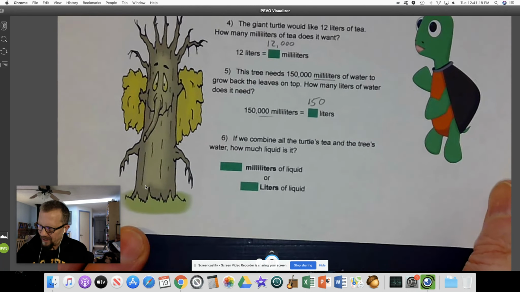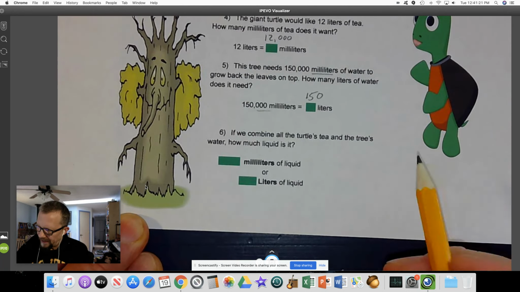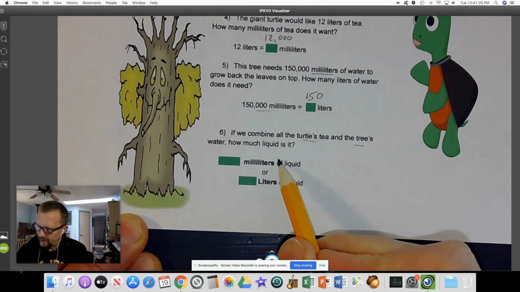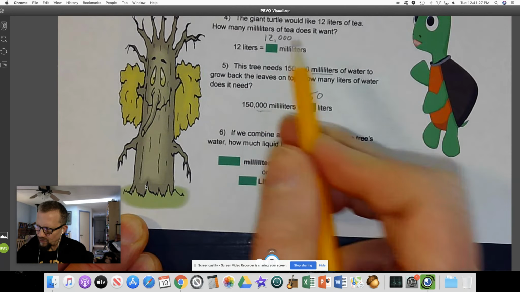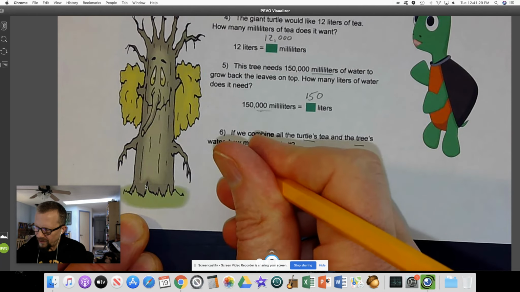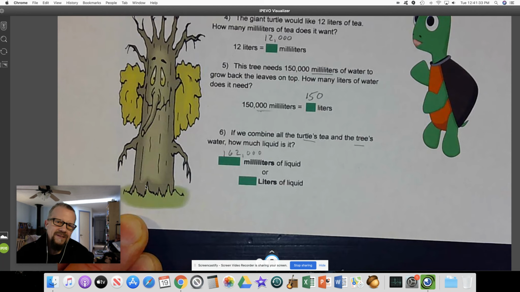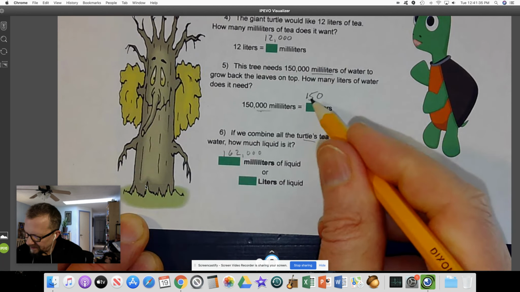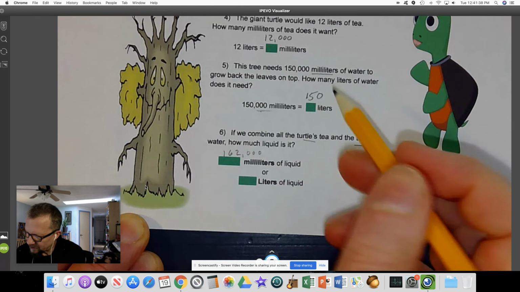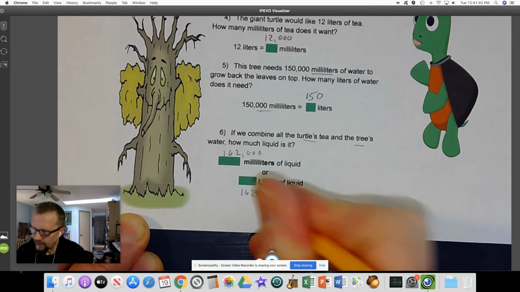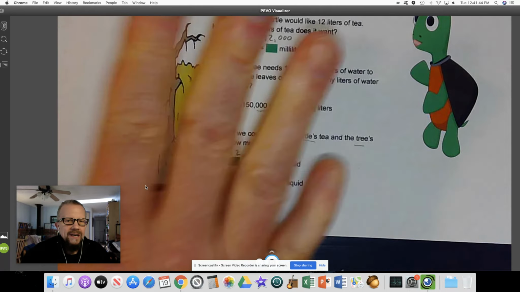And then if we combine them all together, the turtle and the tree, so we just have to add this up. So the milliliters, we had 150,000 and 12,000, which would be 162,000. You should use your scratch paper and add those up and see if I'm right. And then 150 plus 12 is 162. Okay, there you go.